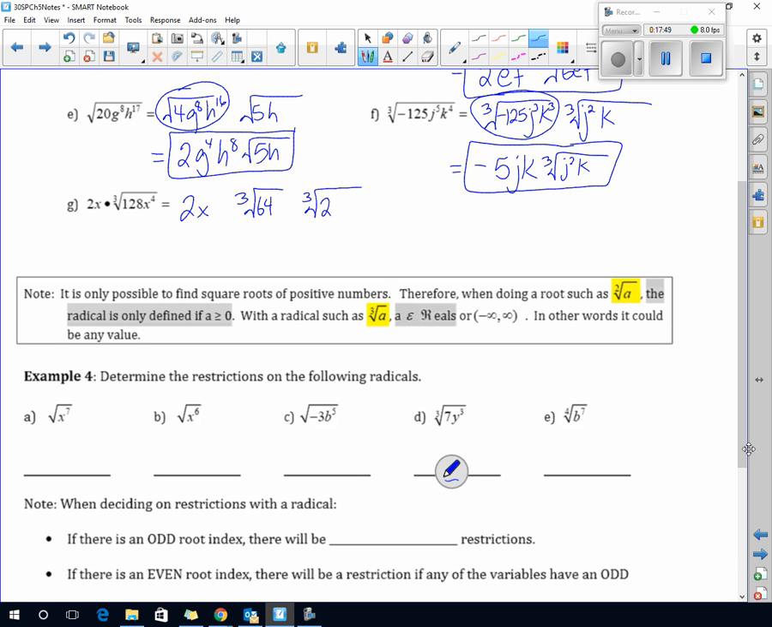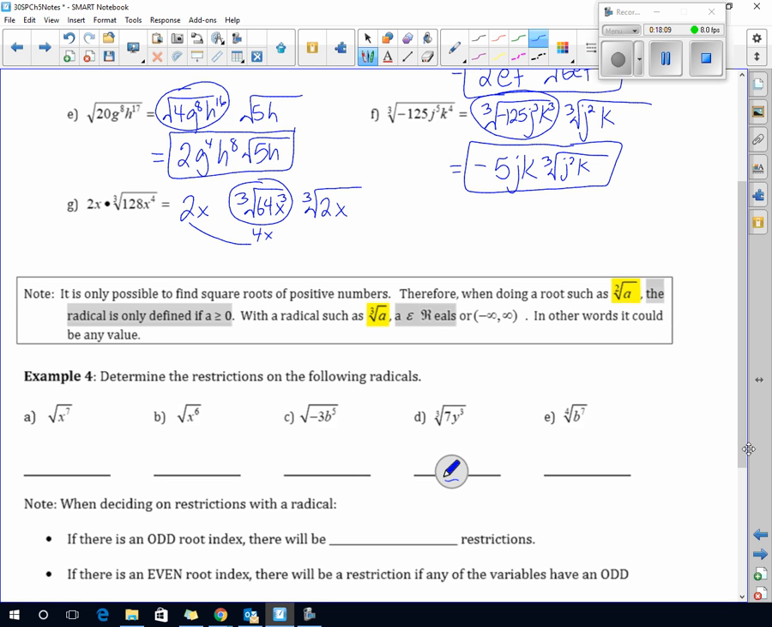Okay, so if we cube root this right here, what do we get? 4x. So now we need to combine those two together. What do we get? 8x squared cube root 2x as my final answer.